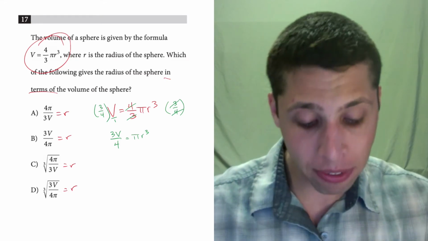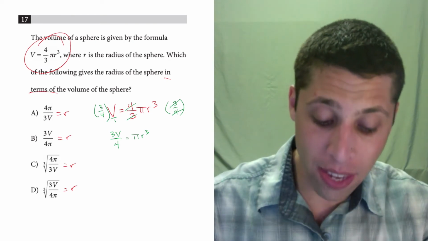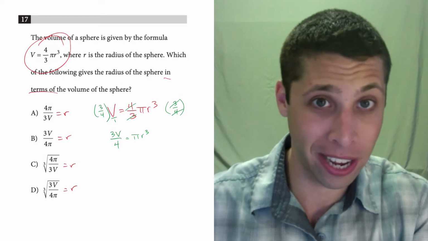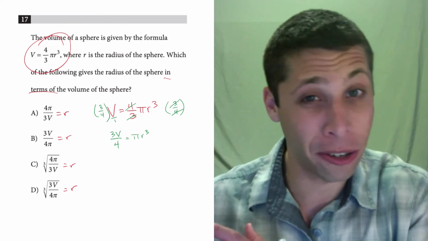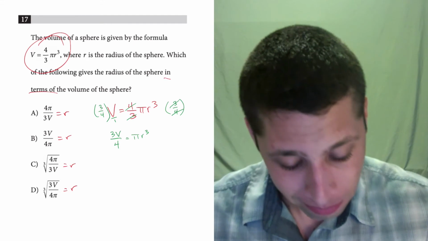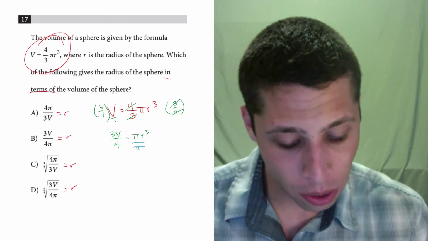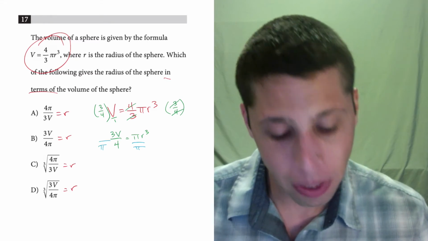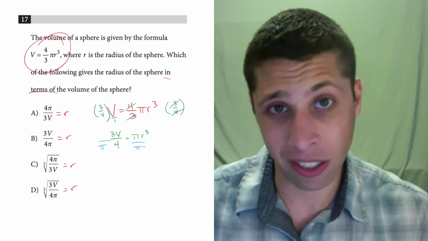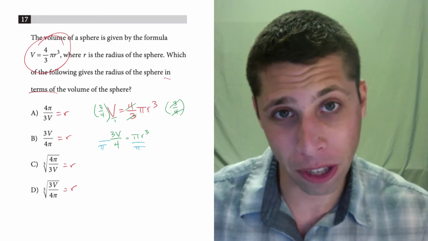I could have left it off to the side, but looking ahead to my answer choices, notice that v is with the 3. So I want to kind of match where I'm going. So always use the answer choices to guide you as you go. Next step, let's get rid of that pi, right? So we also want to divide by pi. I could have done this before, but now I'm going to do it as a separate step. There's no real reason. But remember, it's also kind of like multiplying by the reciprocal here.